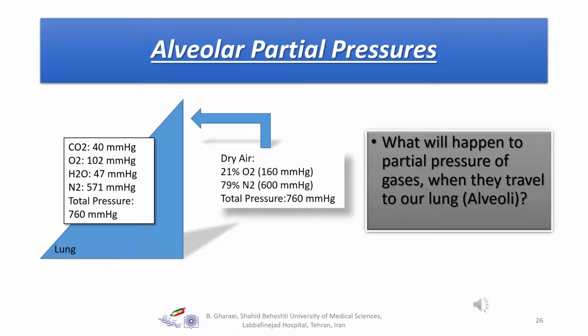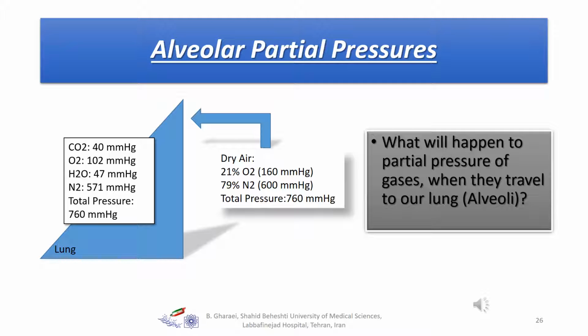And now we come to the most difficult part of our discussion, which is alveolar partial pressures. We came from outside dry air to the tracheal level, and then from tracheal level we are going to alveolar level. As you can see in the diagram on the left side, in dry air we have 21% oxygen and 79% nitrogen, which will result in 160 millimeters of mercury oxygen partial pressure and 600 millimeters of nitrogen partial pressure.